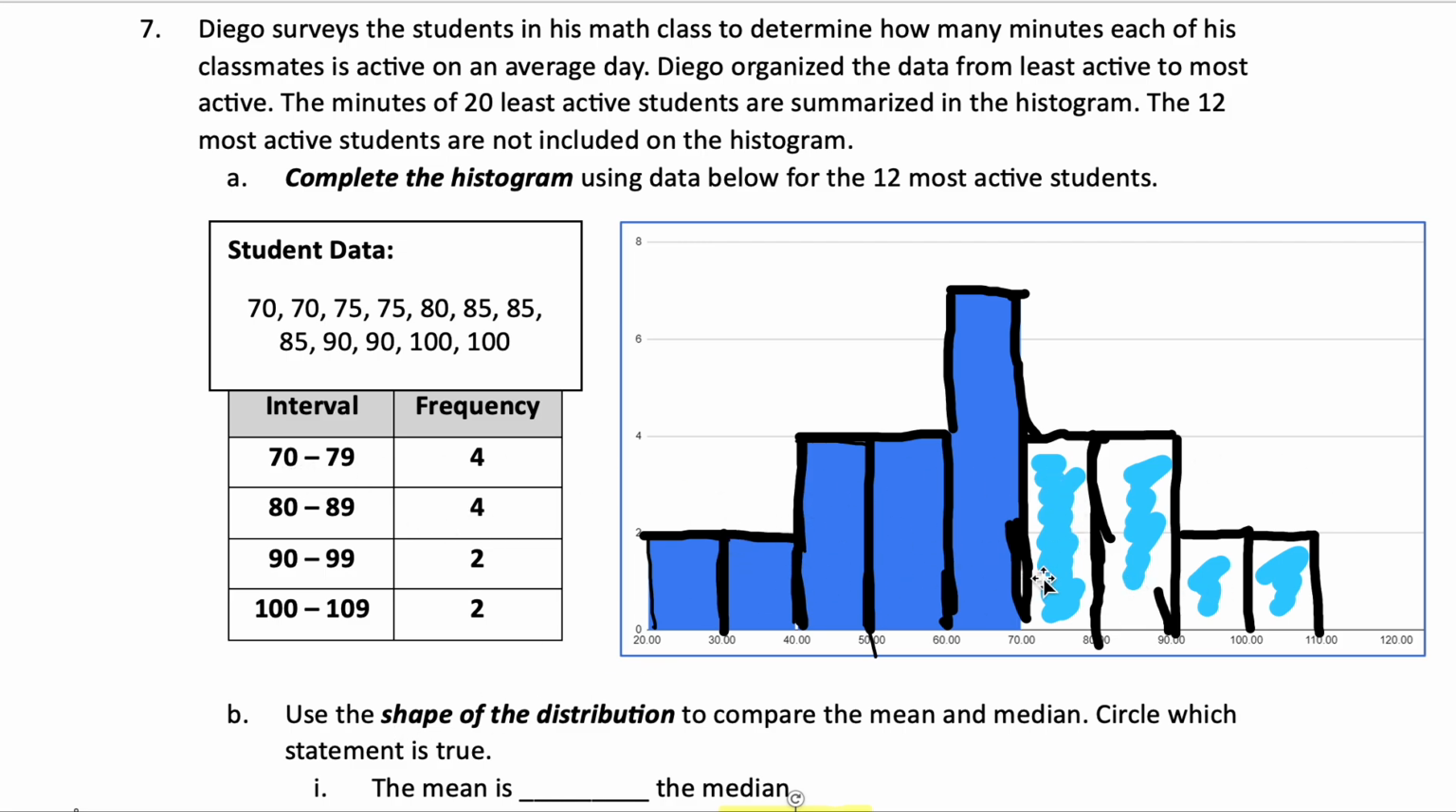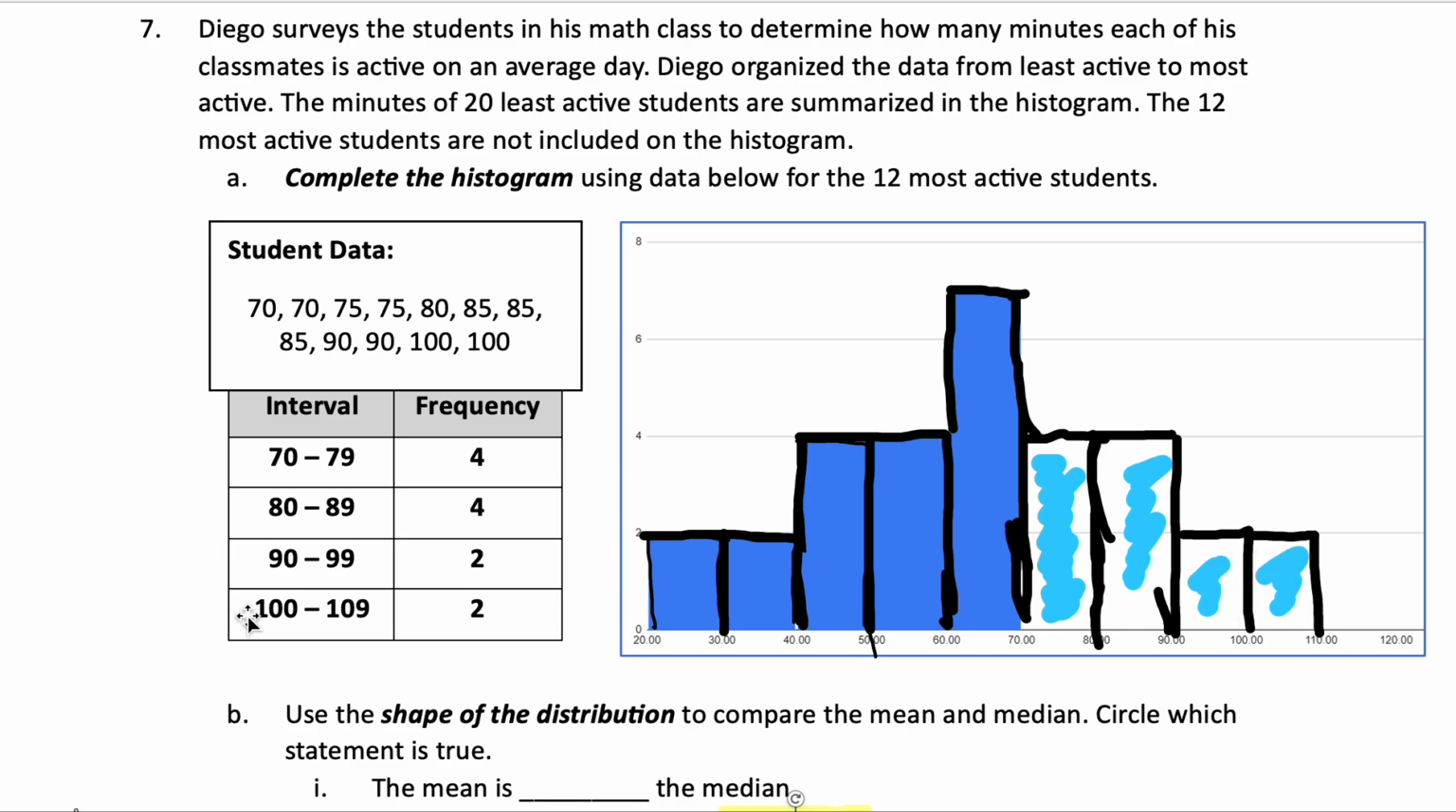I did from 70 to 79. I drew this first. I actually drew the boundaries first. Then from 80 to 89 is also 4. This is 4. This is 4. And then from 90 to 99 was 2. And from 100 to 109 is 2.